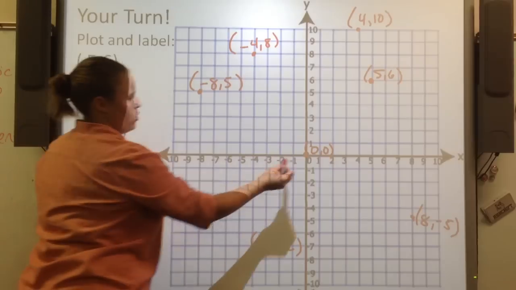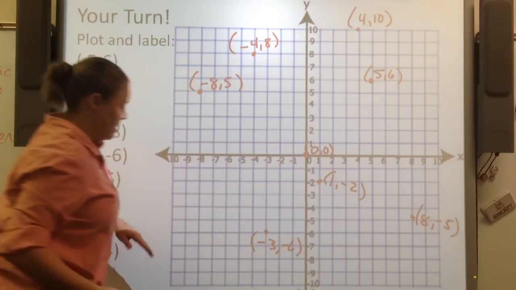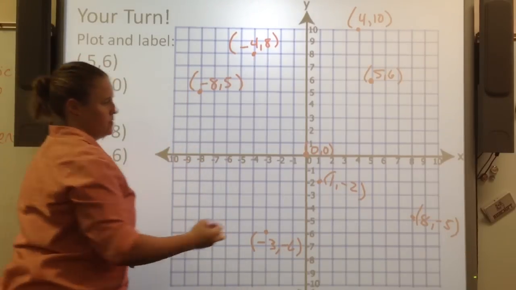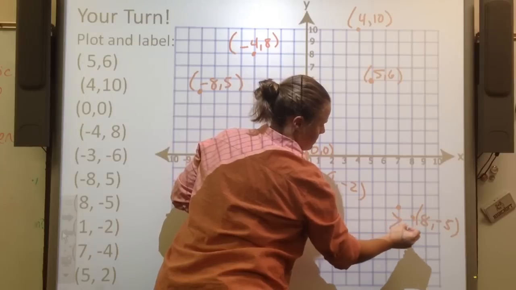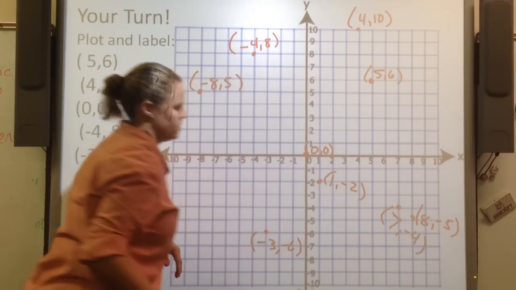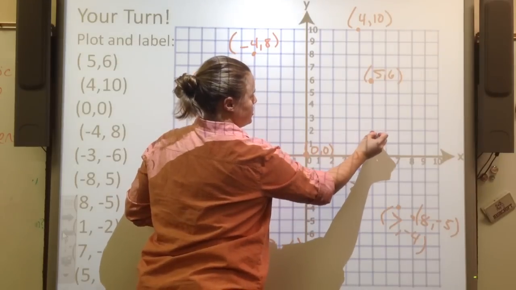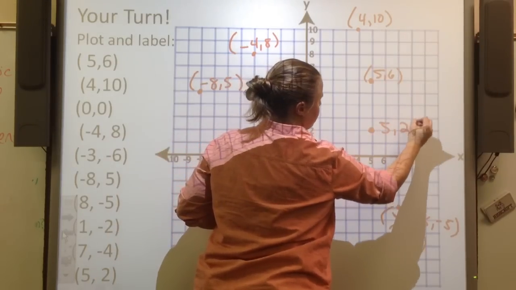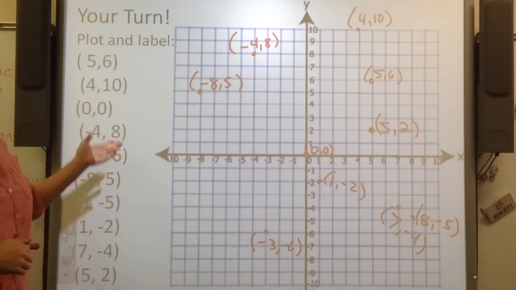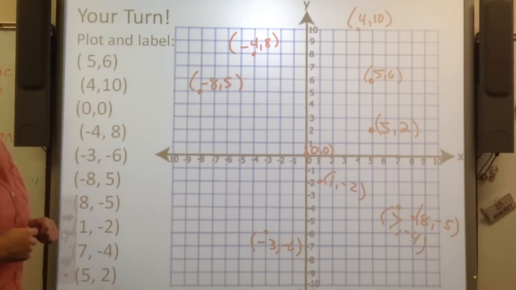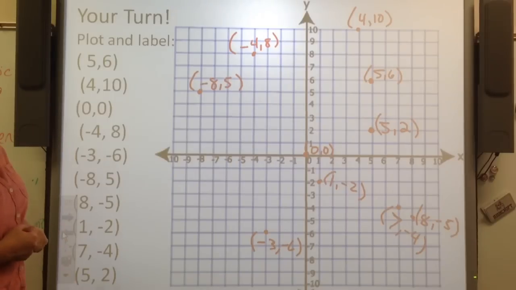1, negative 2. So over 1, down negative 2. 7, negative 4. So 7, down 4. And then our last one is 5, 2. So over 5, up 2. So remember, it's always over one way and then up or down. So check your work, make sure you got them right. And we'll do some more practice with this in class, getting into more graphing pictures, and you'll get some really cool graphs done.